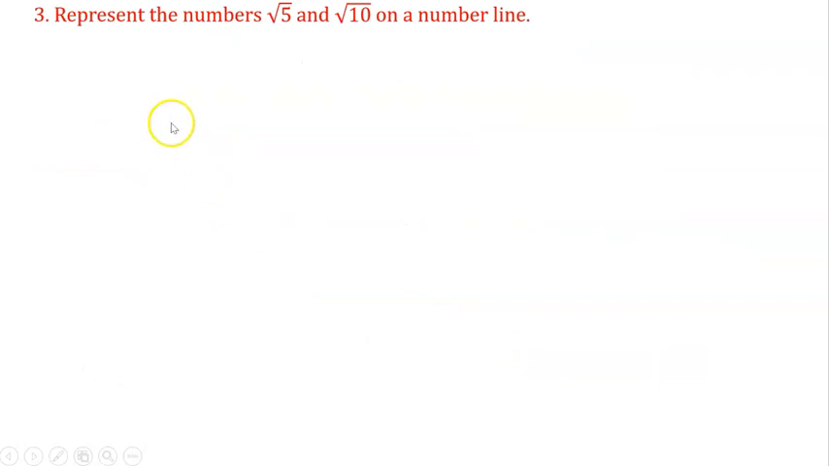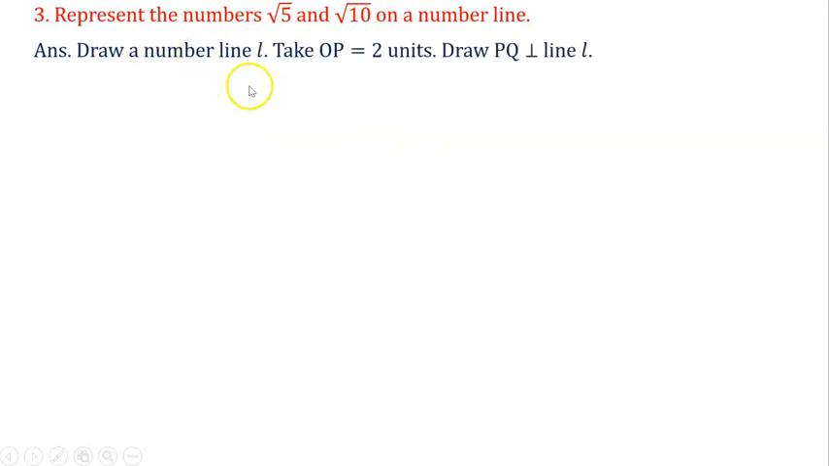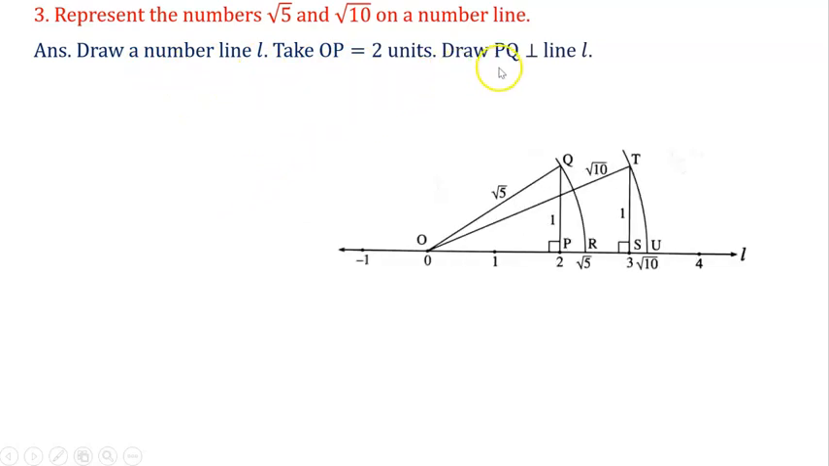Now next, represent the numbers root 5 and root 10 on a number line. Draw a number line L. Take OP equal to 2 units. Draw PQ perpendicular to line L. Here we have drawn PQ perpendicular to line L. We have taken OP equal to 2 units. Take PQ equal to 1 unit.